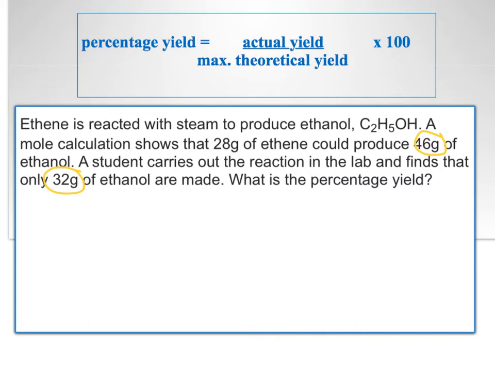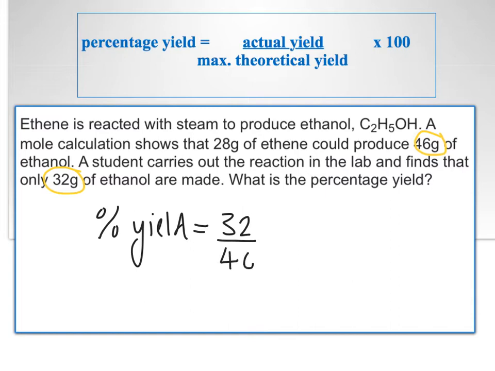So let's do our working out. Percentage yield equals 32, the yield, divided by 46, the maximum theoretical yield, times 100. And if we do that on our calculator, we get the answer 69.6%. It's always good to write our answer to 3 significant figures.